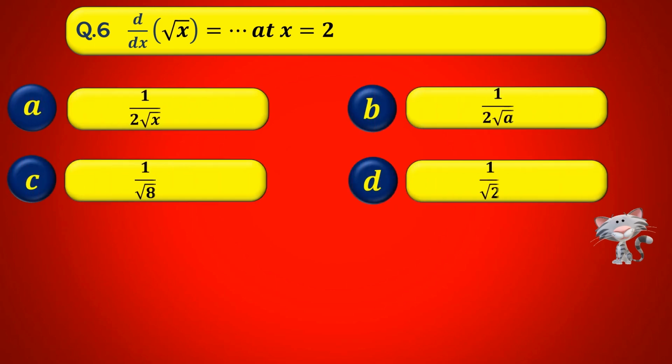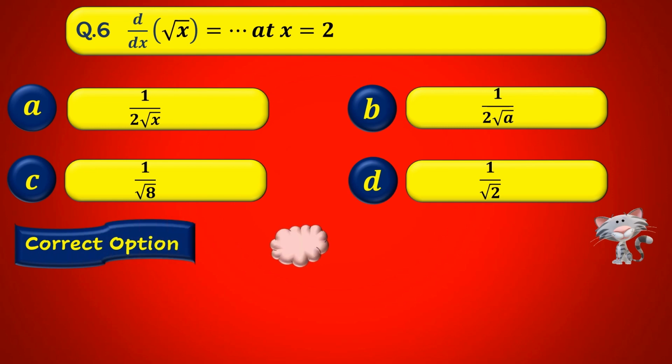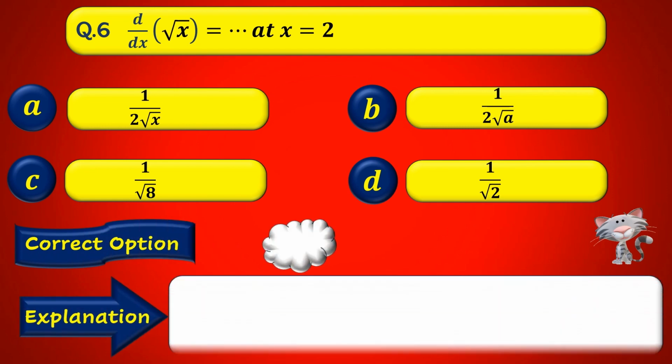Question number 6: d by dx of square root of x at x is equal to 2, and the options are option A 1 over 2 into square root of x, option B 1 over 2 into square root of a, option C 1 over square root of 8, option D 1 over square root of 2. What's the correct option? Let's explain.